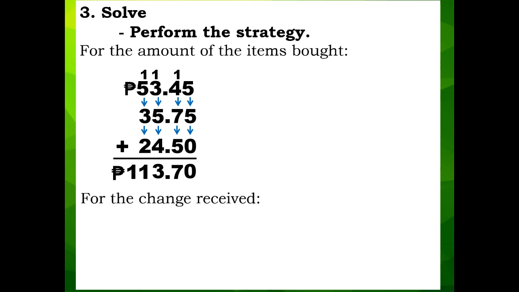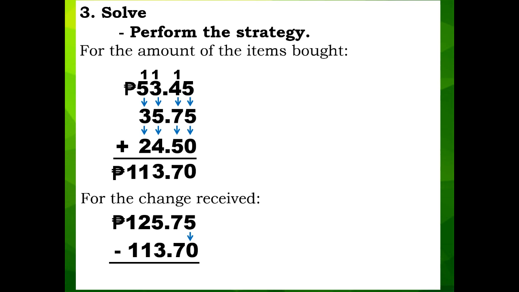Now, for the change received, subtract the total cost of the items bought, which will be the subtrahend, from the amount gave to the cashier, which is 125 pesos and 75 centavos as our minuend. Subtract now 0 from 5. The answer is 5. Subtract 7 from 7. The answer is 0. Subtract 3 from 5. The answer is 2. Subtract 1 from 2. The answer is 1. Lastly, subtract 1 from 1.